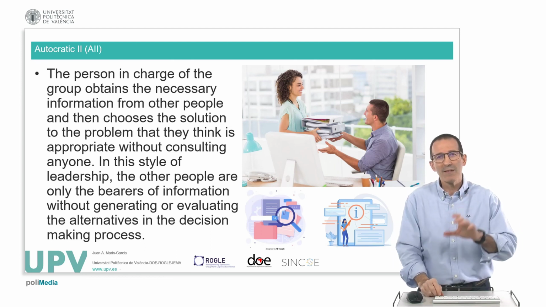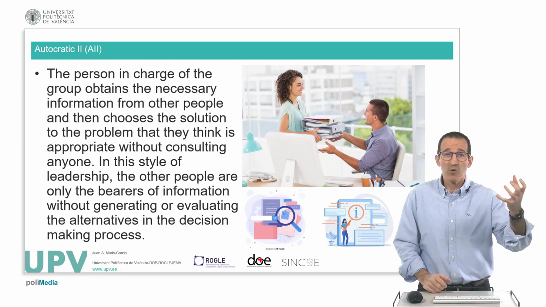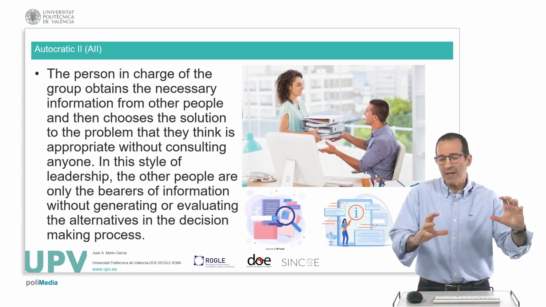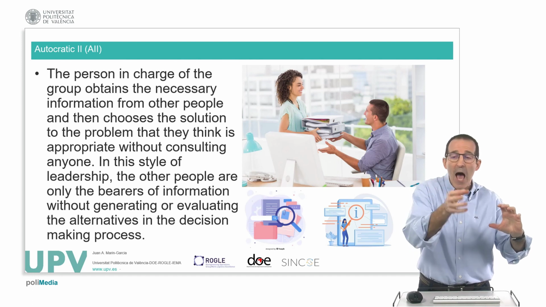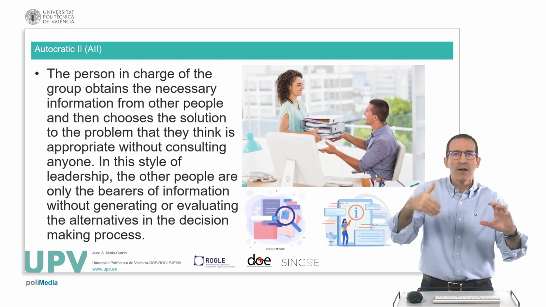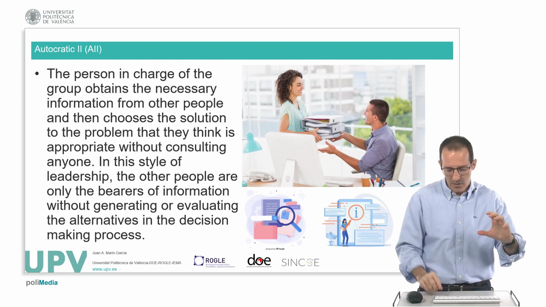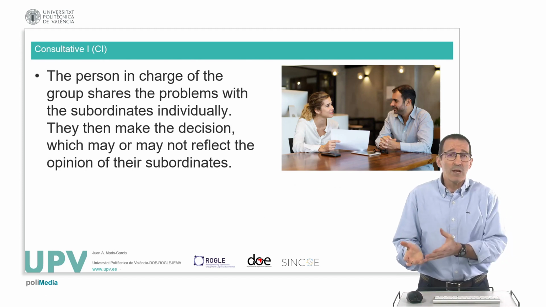As you can see, the difference between the first two styles is that in the first one the responsible person has the information he has and makes the decision. In this second one, the responsible person asks for the information that he needs from specific people of his team, and with this collected information he analyzes it, processes it, evaluates the alternatives, and makes a decision.